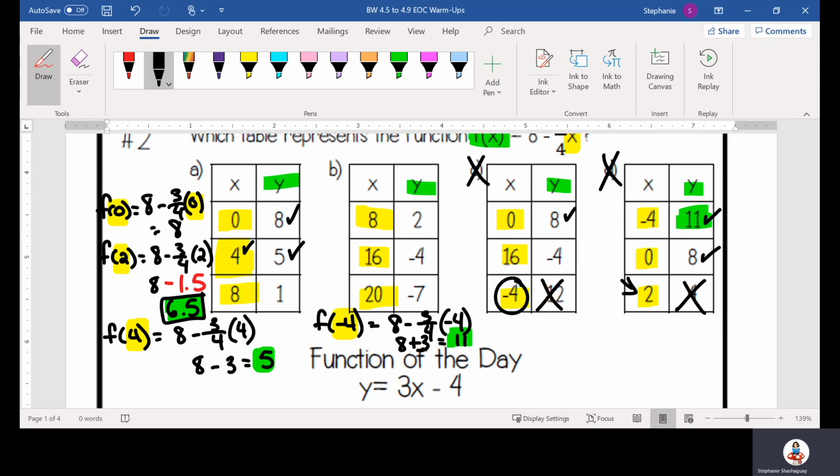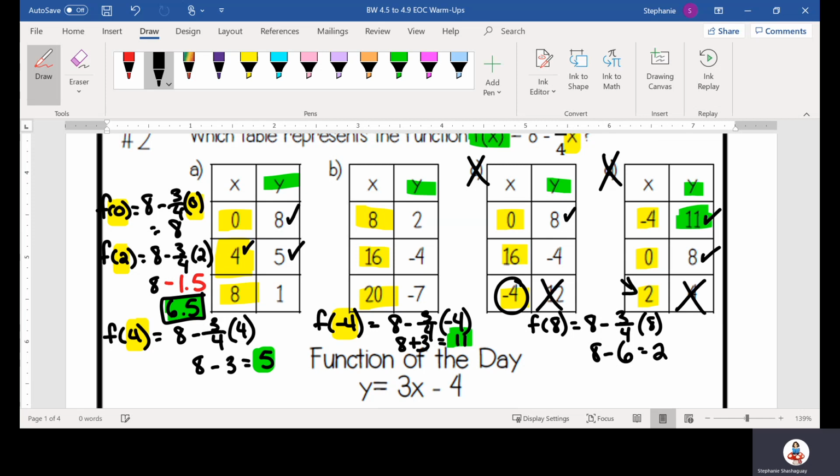So let's look at f of 8. F of 8 is going to be equal to 8 minus 3/4 multiplied by 8. Well, -3/4 multiplied by 8. Let's see, 8 times 3 is going to be 24, divided by 4 is 6. So that's going to be 8 minus 6.